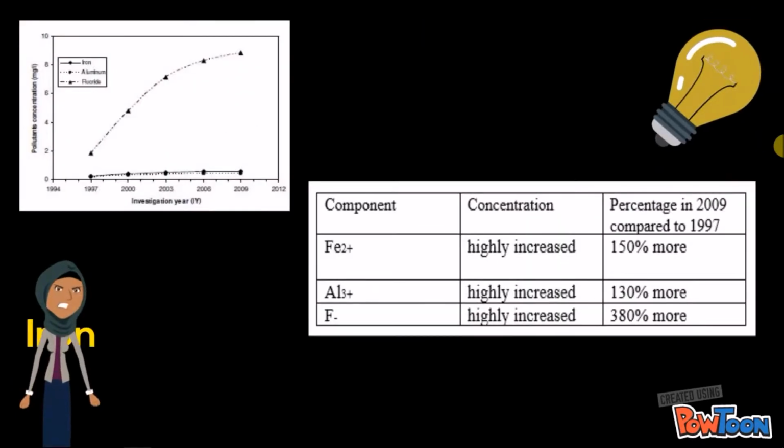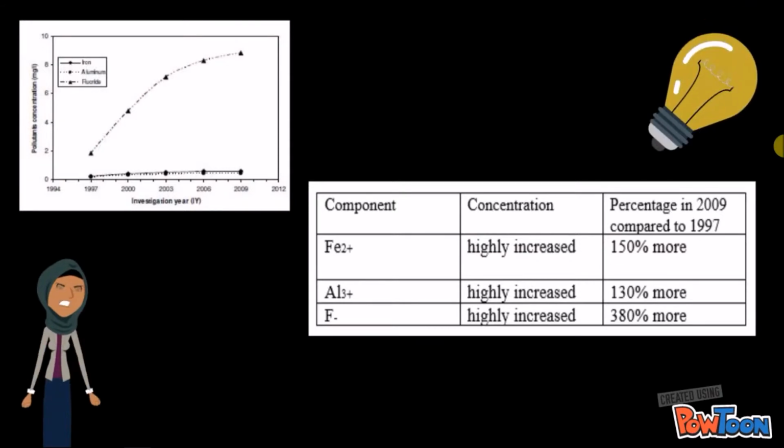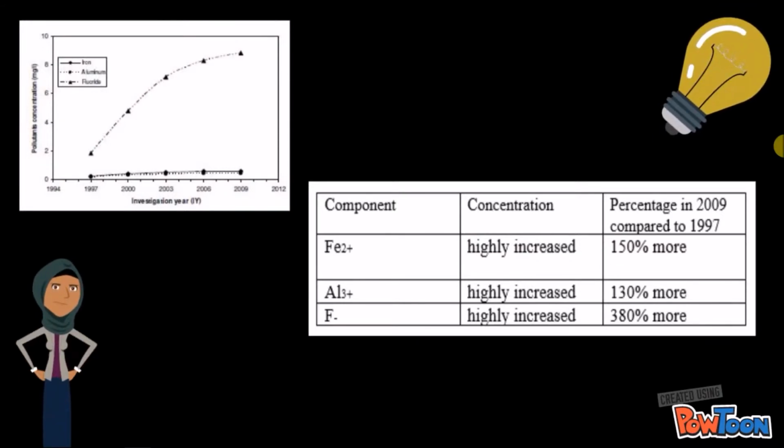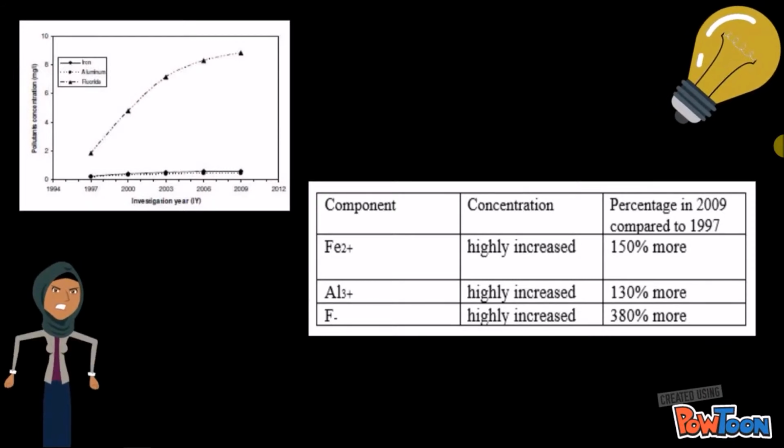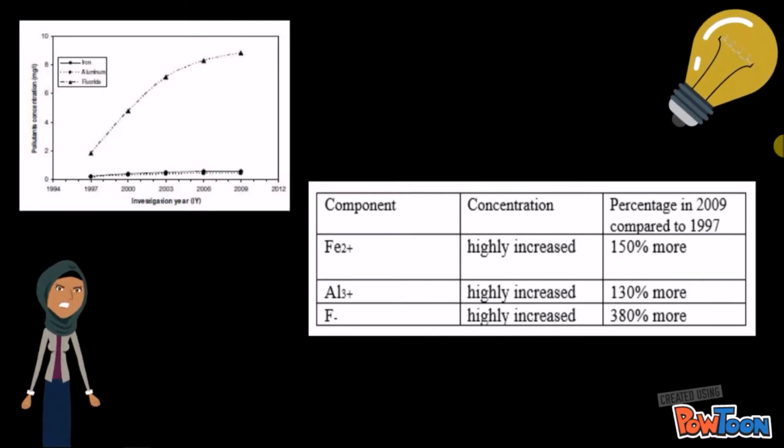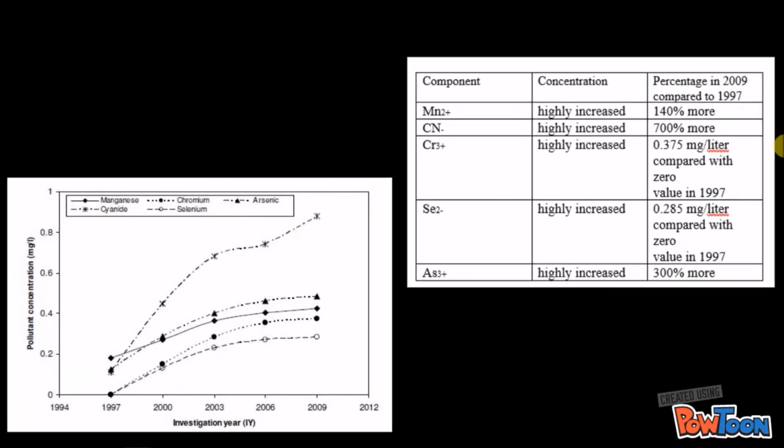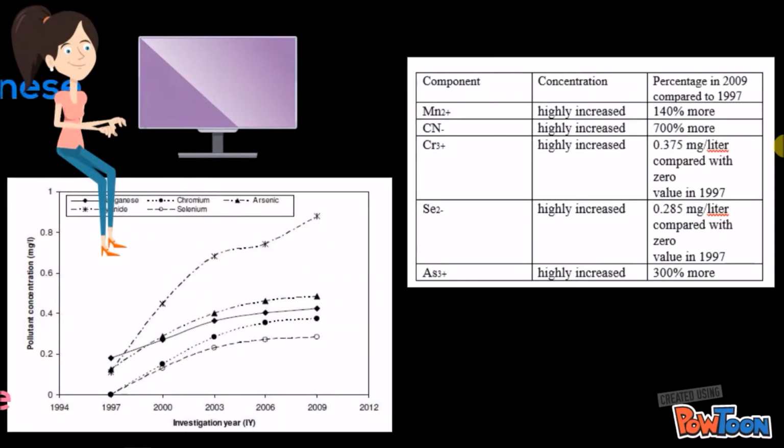The concentration of iron, aluminium and fluoride increased in 2009 compared to 1997. The percentage increase is 150% for iron, 130% for aluminium and 380% for fluoride. The concentration of manganese, cyanide and arsenic increased by 140%, 700% and 300% respectively, in year 2009 compared to 1997.